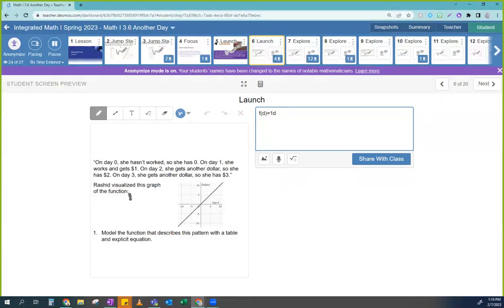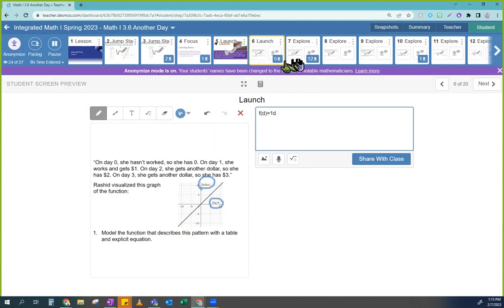Yeah, perfect. Someone said dollars per day. Someone else said the money that the mom gets each day, not how much money is in the bank, just how much she gets from day four to day five, that change. And this is how you can always look at slope. Slope is always going to be dollars per day, because slope is your change, your rise over your run, or your change in y over your change in x, right? Yeah, it's dollars per day.